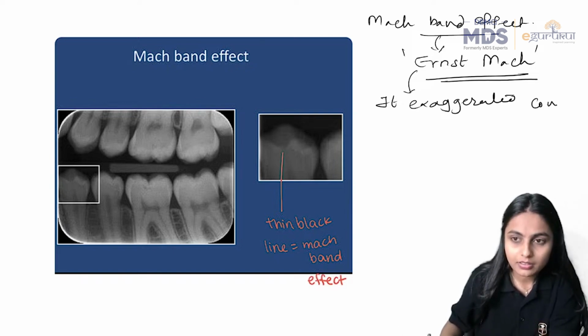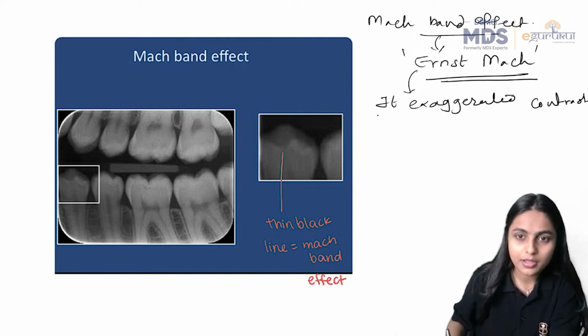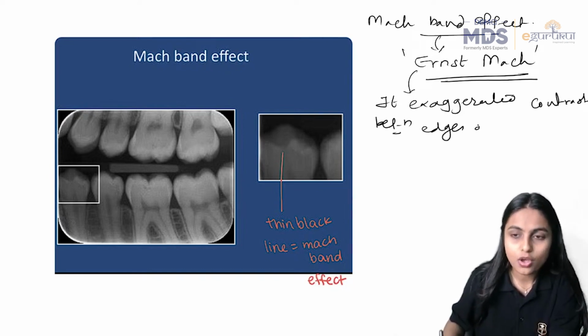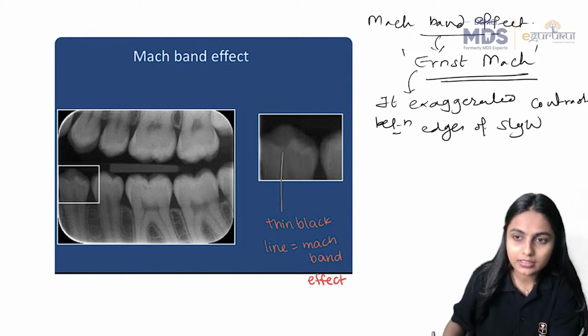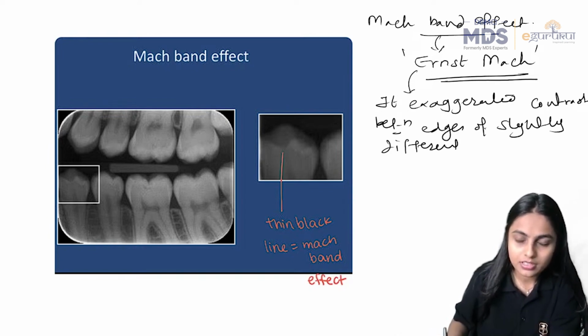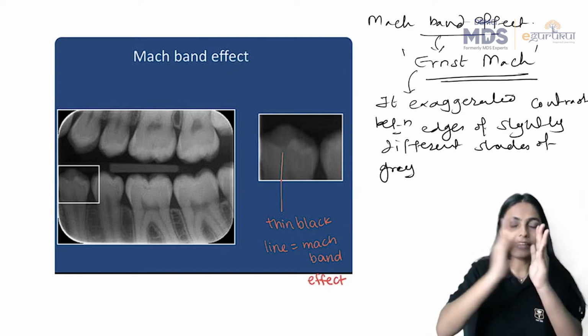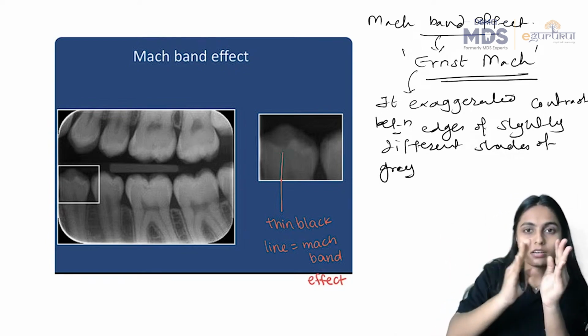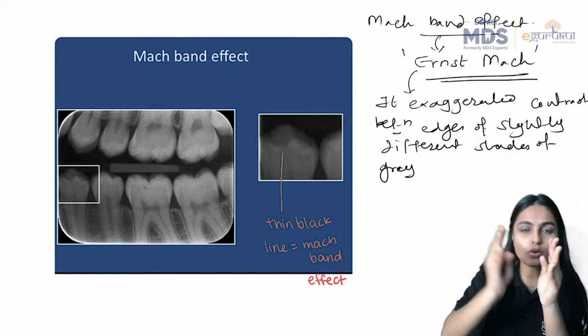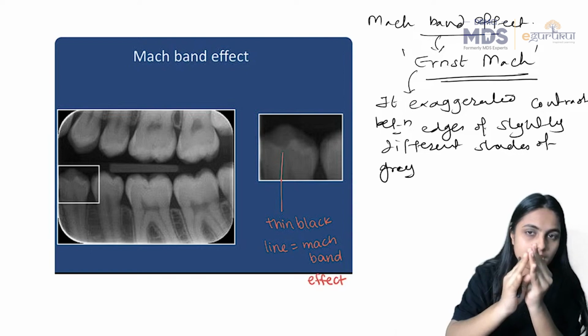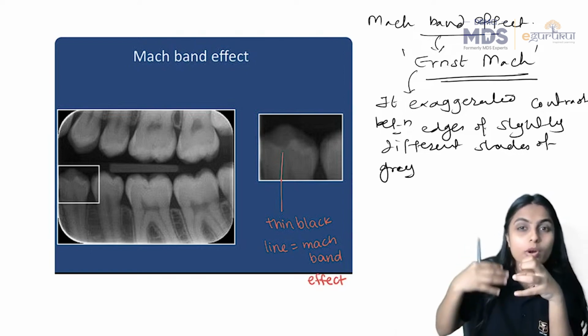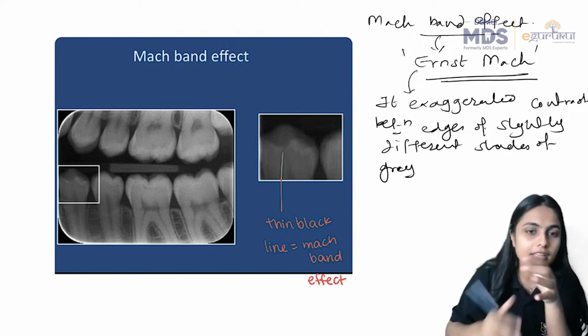It is an exaggerated contrast between edges of slightly different shades of gray, meaning what? You have enamel and dentine. The radio density, or the contrast, between these two structures is different. Enamel is more radio opaque as compared to dentine, right?